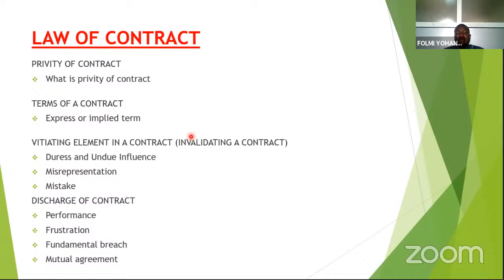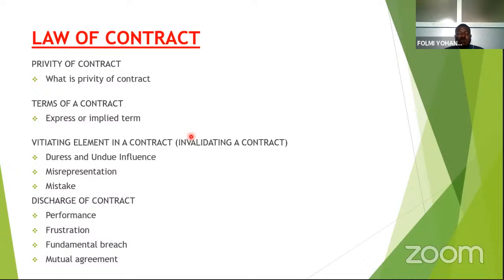Then we have mutual mistake, which is another thing that can vitiate a contract, whereby for instance, Mr. Johnson owns a Mercedes and a BMW car and is offering the two cars, the Mercedes for 50,000, the BMW for 40,000. But Mr. John thought that Mr. Johnson was offering the two cars for 50,000 naira, and he went ahead and paid 50,000 naira for two cars. In such a case, there is a mutual mistake, and such can vitiate a contract.